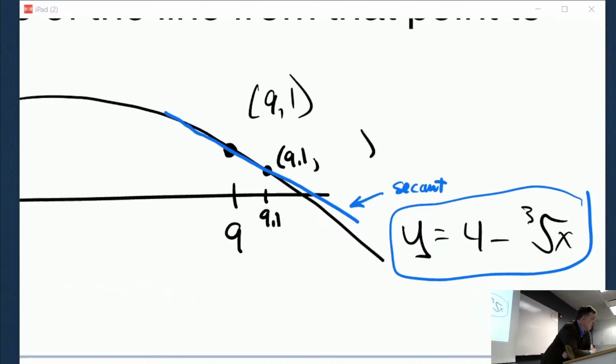Zach, it looks like you got it. I think so. All right, what you got? I got 1.91. That's 4 minus the cube root of 9.1. Yeah. Let me see.